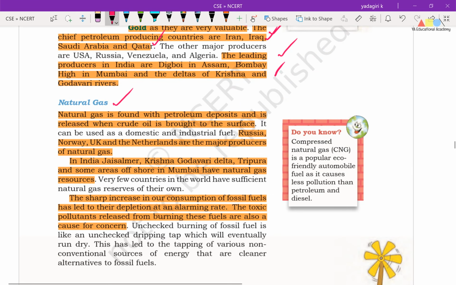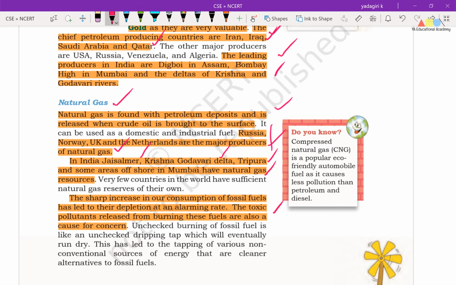Okay friends, now some information about natural gas. Friends, natural gas is found with the petroleum deposits and is released when the crude oil is brought to the surface. Friends, Russia, Norway, UK and the Netherlands are the major producers of natural gas. So majorly the European countries are the major producers of natural gas. In India, Jaisalmer, Krishna Godavari Delta, Tripura and some areas offshore in Mumbai have natural gas resources.